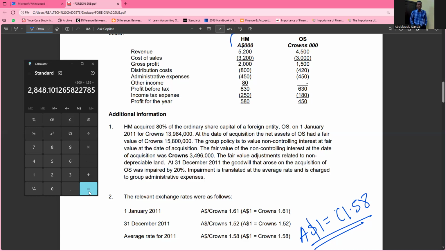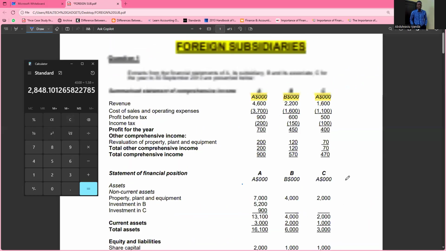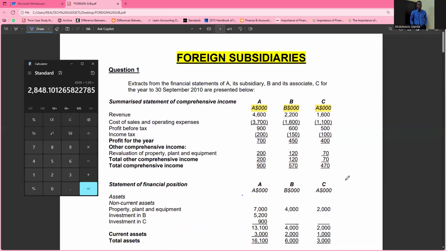The first thing: determine the most valuable currency. In this question, the parent currency is more valuable than the subsidiary. So what will happen is, by the time you convert the 4.5 to the parent, it will be a lower amount. And in question one, the subsidiary currency is more valuable than the parent.